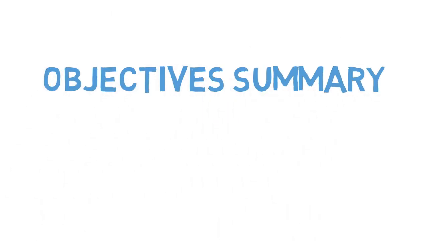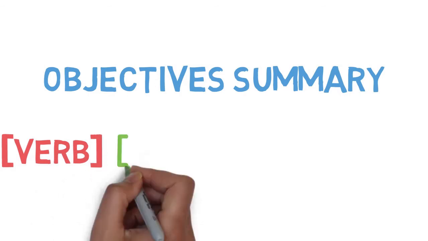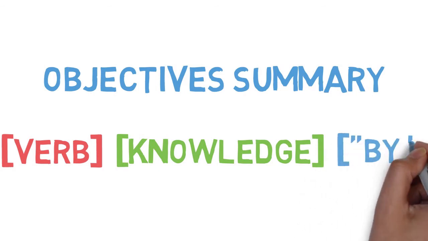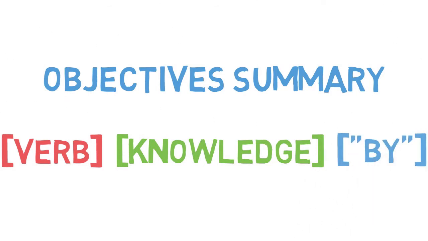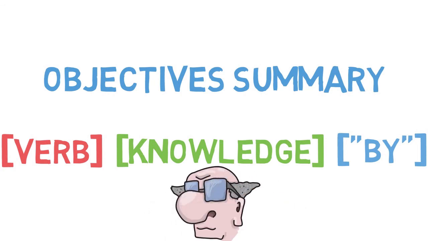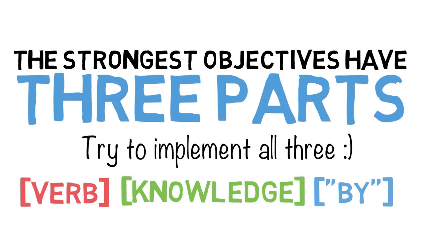In summary, the strongest objectives have a verb that is aligned with the verb in the academic standards, the knowledge or skill summarized in student-friendly language, and a by product. The by will be something that you ask your students to do in order to demonstrate mastery. Try to include all three to implement and execute effective objectives.